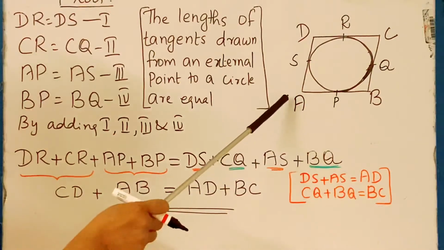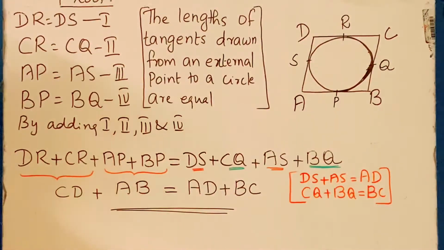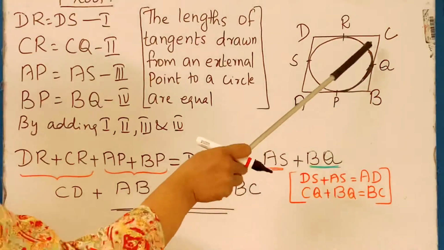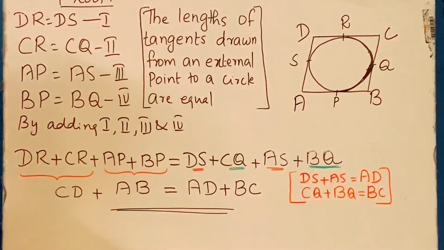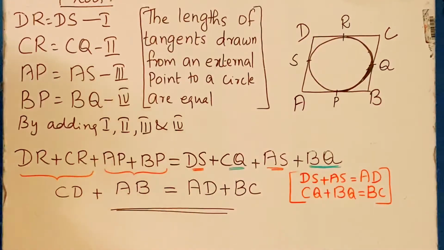Look here. In question number 11, given that ABCD is a parallelogram and a circle is inside that parallelogram ABCD. ABCD is circumscribing a circle. Given that ABCD is a parallelogram circumscribing a circle, we want to prove that ABCD is a rhombus.